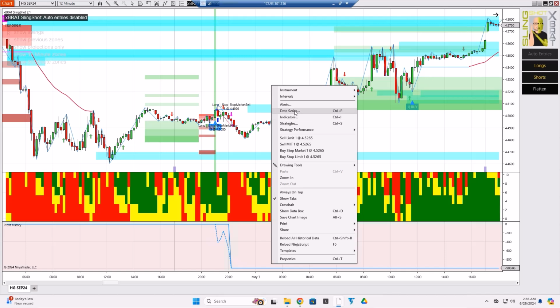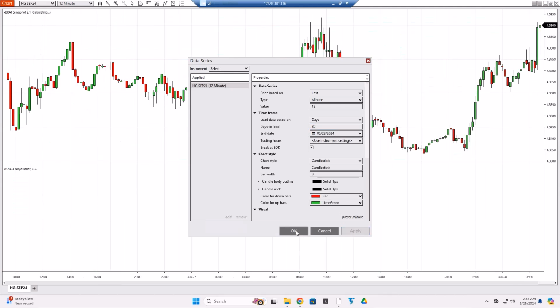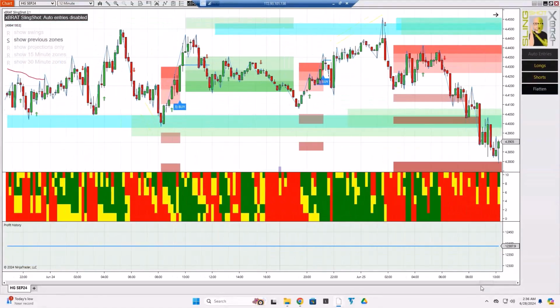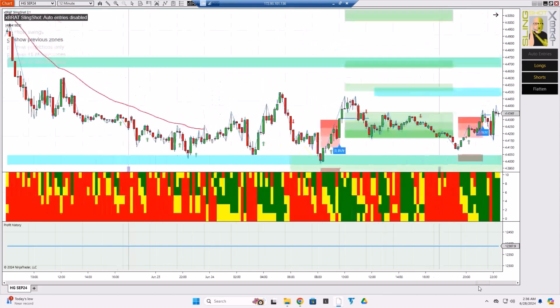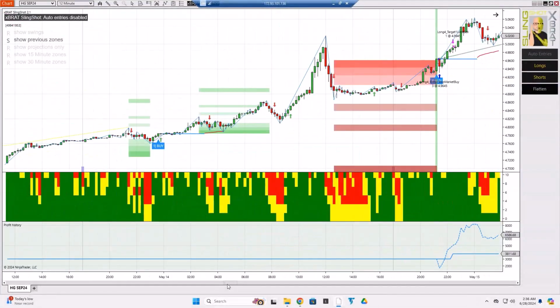So I'm going to go to data series now. I'm going to change that to 80 days. So it's got more data to produce those zones. So it's going to have to calculate, bear with it. Okay, it's done the calculation, did it very fast because this is the VPS that we suggest when you join. Very fast institutional grade VPS. I'm going to go all the way to the 3rd of May.